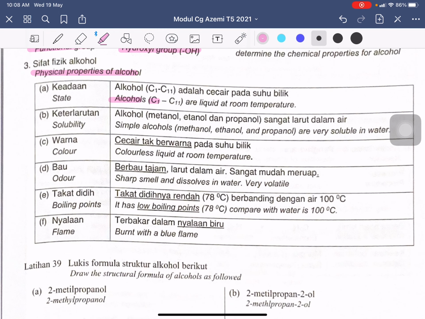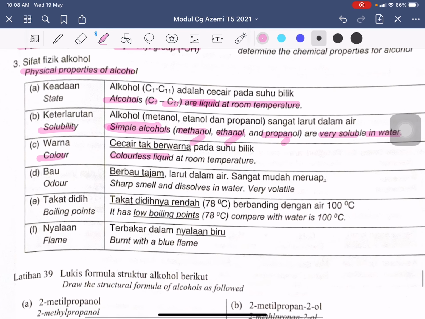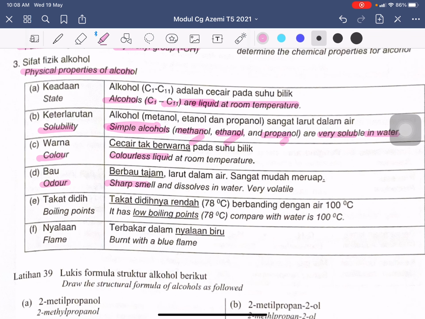Alcohols C1 until C11 are liquid at room temperature. Liquid, there is no solid alcohol. Solubility: simple alcohols, methanol, ethanol, and propanol, are very soluble in water. Simple means C1, C2, C3. Color: it's a colorless liquid, no color, unless you add your own color inside, then it will become colorful. Odor: sharp smell, dissolves in water, very volatile, meruap. You put it inside an evaporating dish for a while, it will evaporate, meruap ke udara.